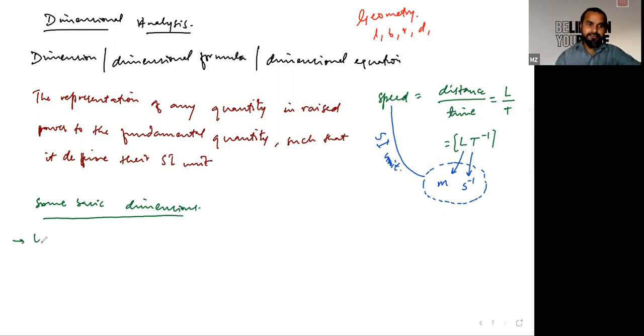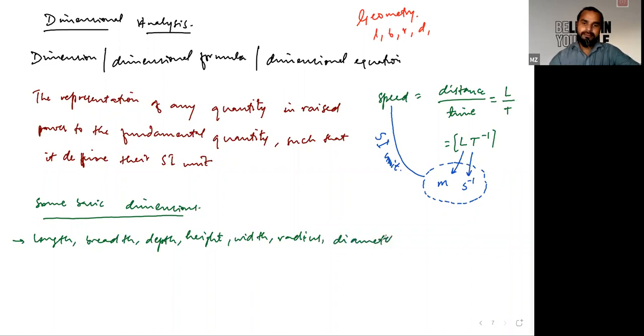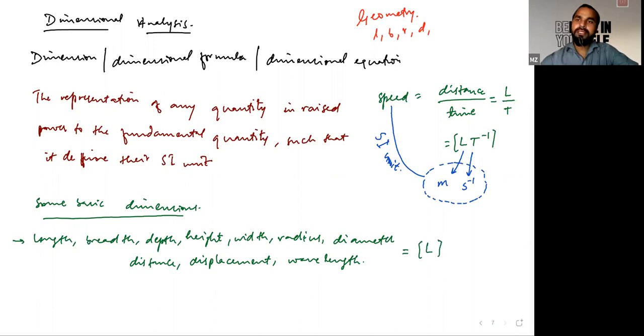The first is length, breadth, depth, height, width, radius, diameter, distance, displacement, and wavelength. All these define the same thing, that is the measurement of length. So we can simply write the dimension in terms of L.